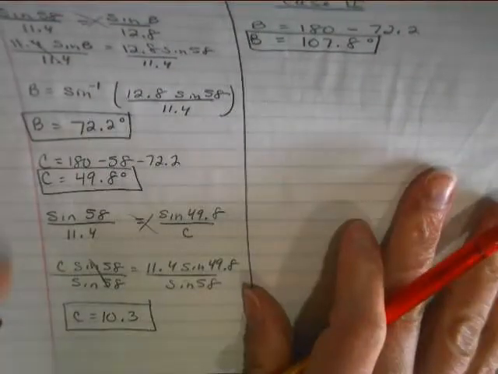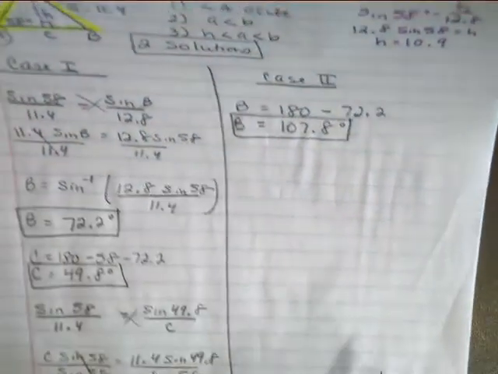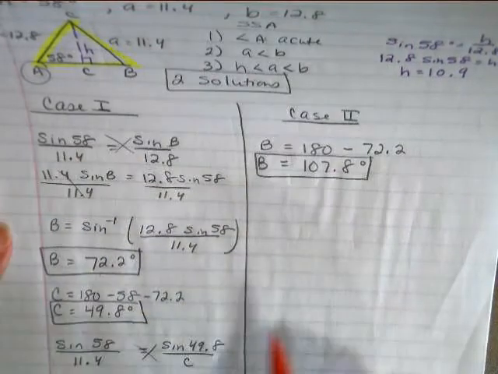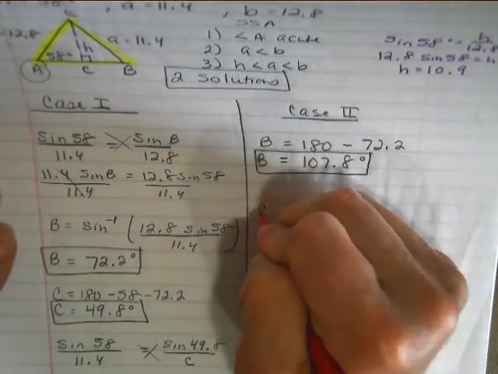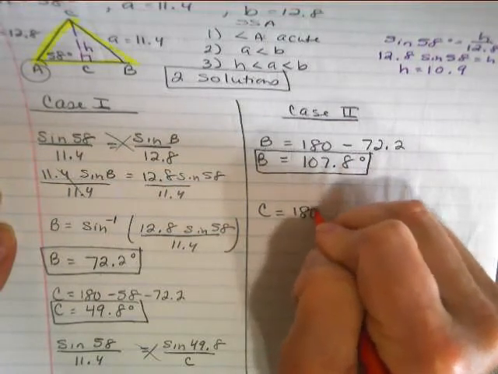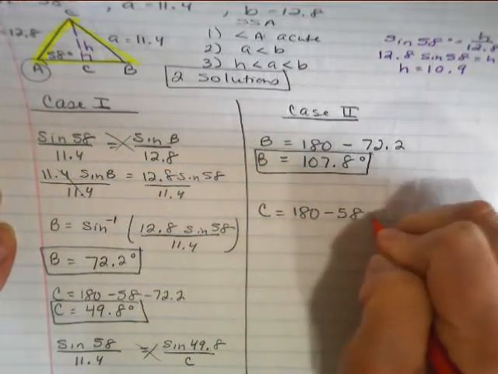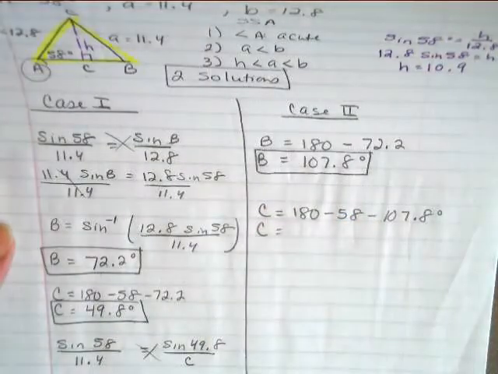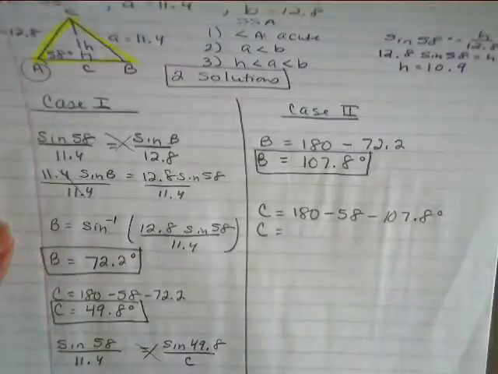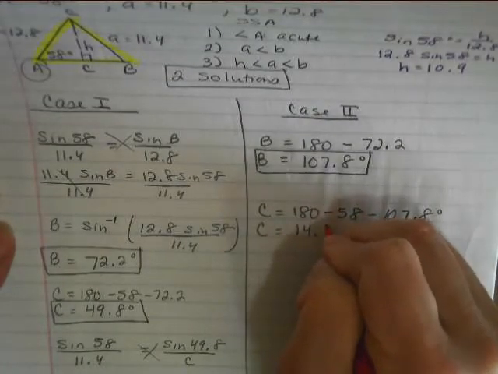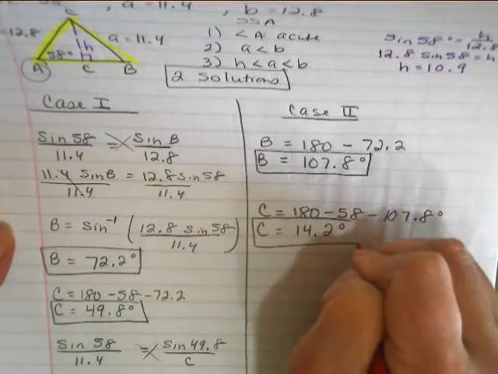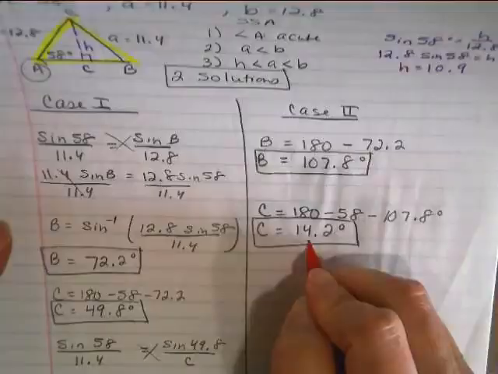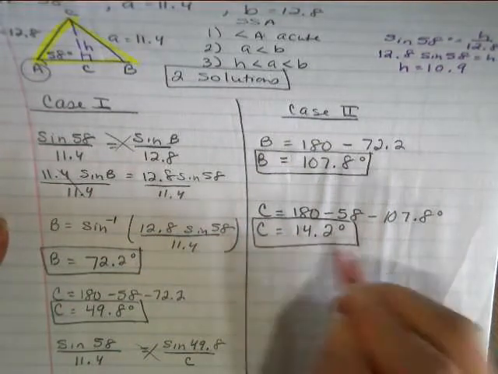Now go back to case 2, and let's finish that out. If angle B is 107.8 degrees, now let's figure out what angle C would be. So angle C would be 180 degrees minus 58 degrees minus 107.8 degrees. If that's the case, then angle C will be 14.2 degrees.